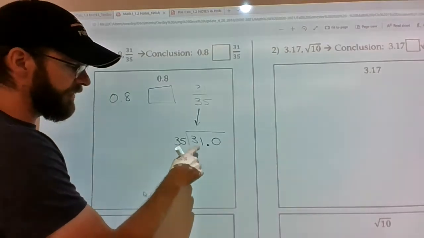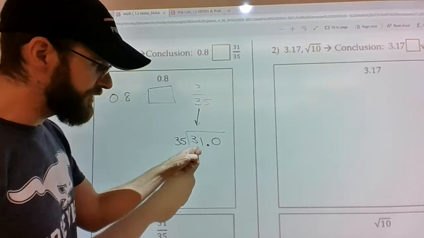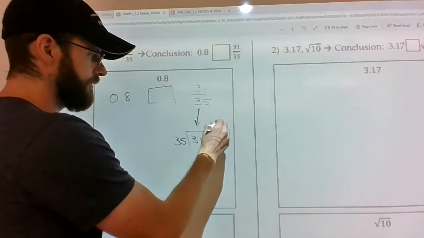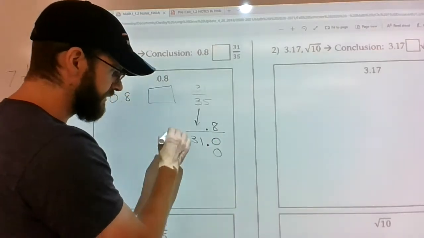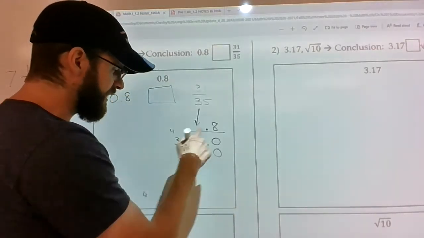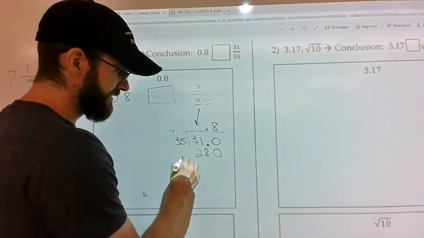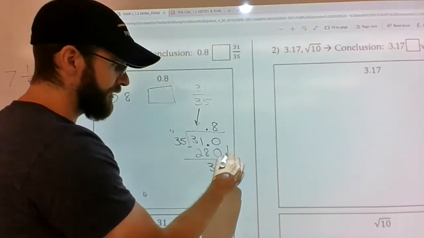So 35, here, just ask yourself the question, does 35 go into 310 8 times? So we're making that guess. 8 times 5 is 40. Carry the 4. 8 times 3 is 24, plus 4 is 28. Oh, definitely. Subtract the 2. Drop another 0.